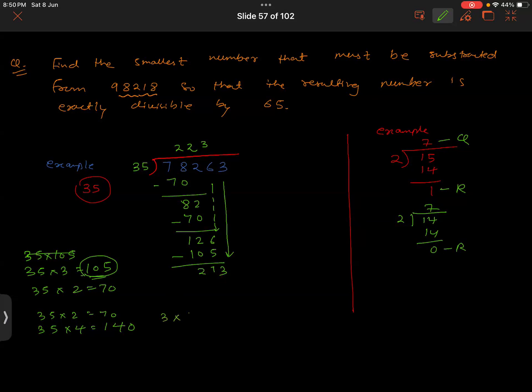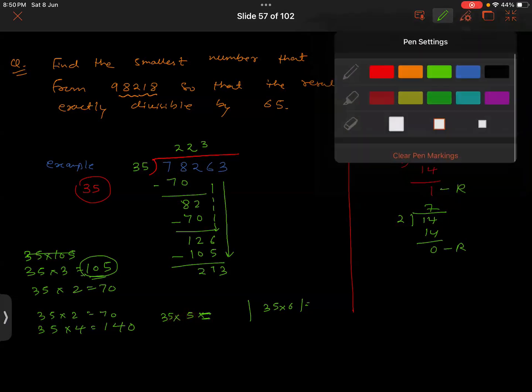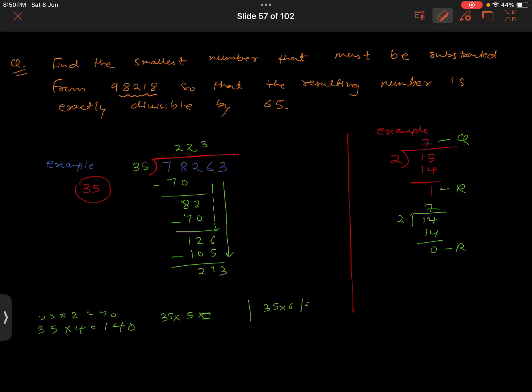Let's find out what 35 times 5 is equal to, and what 35 times 6 will be equal to. So 35 times 5, what would be the answer? Multiply it quickly. Always keep a copy with you. And if possible, always have a rough copy with you where you can do some rough calculations.